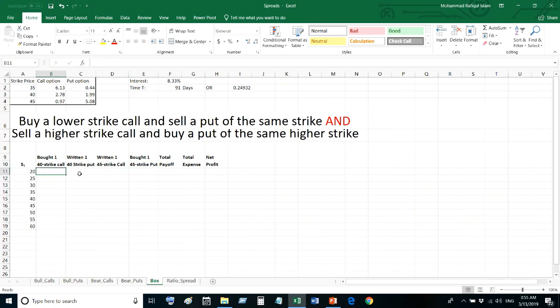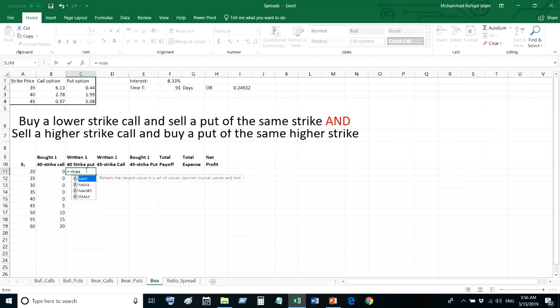Let's see whether it gives us a positive cash flow or not. The payoff from buying the 40 strike call is the maximum of the spot price minus the strike price 40, or 0. Then the written 40 strike put, since it's written, is negative, and the maximum, since it's a put, is strike price minus the spot price, or 0. That's the payoff.